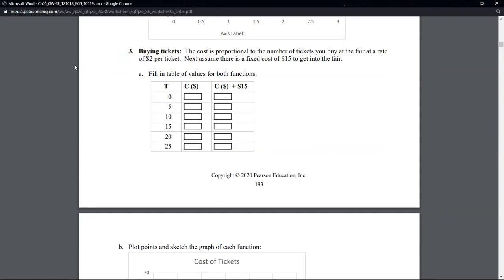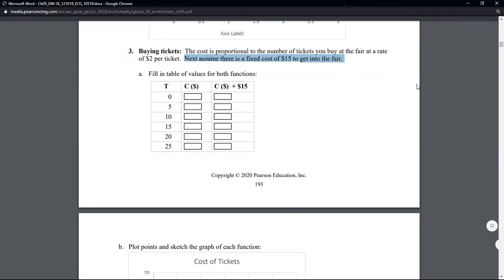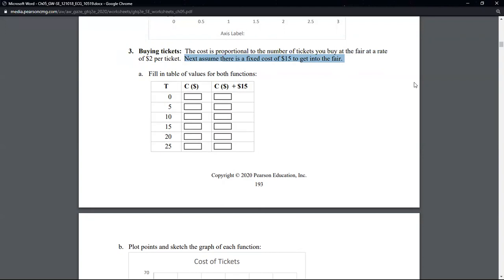But that's only for your tickets. This is one of those places that also charges a fixed cost just to get into the fair. So it's $15 just to walk in the door and not even necessarily ride any rides. Now you might think that a lot of places like this don't exist. I'm going to argue that there are a couple of major ones in our state. One in particular, Busch Gardens.